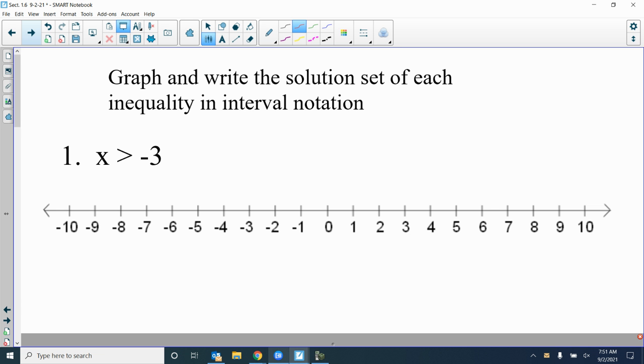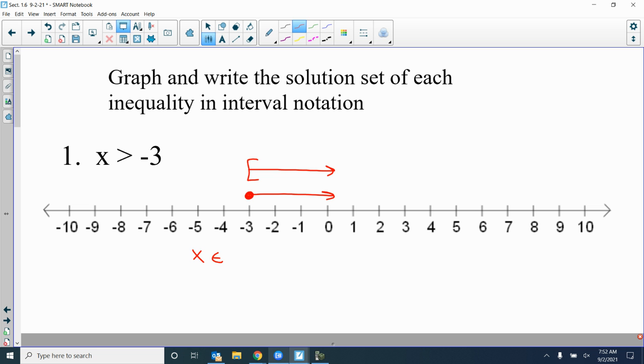So x is greater than or equal to negative 3. You can either put a solid dot to the right, or sometimes you will see a bracket as opposed to a parentheses. Either one would be fine. Now, in interval notation, okay, x such that, little pitchfork there, it's the Greek letter epsilon, it means such that.